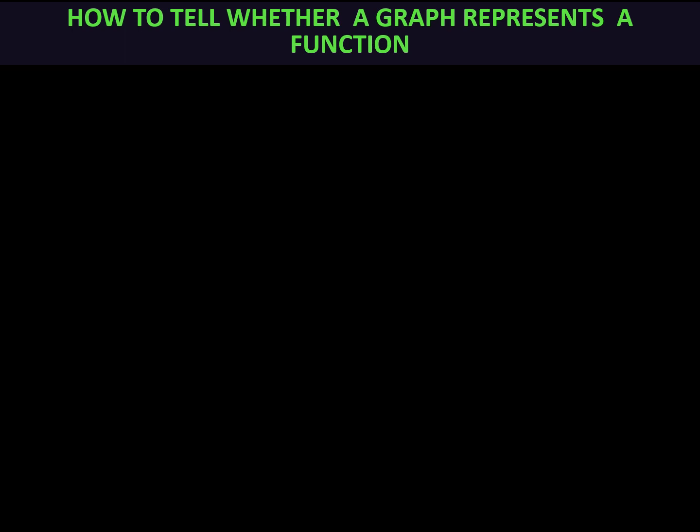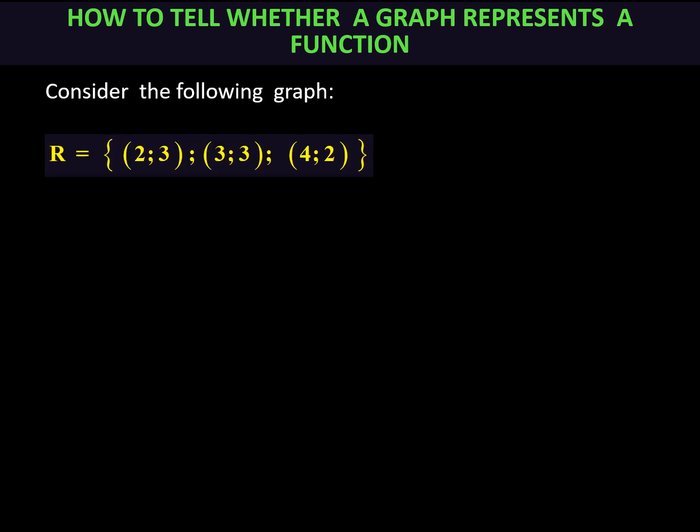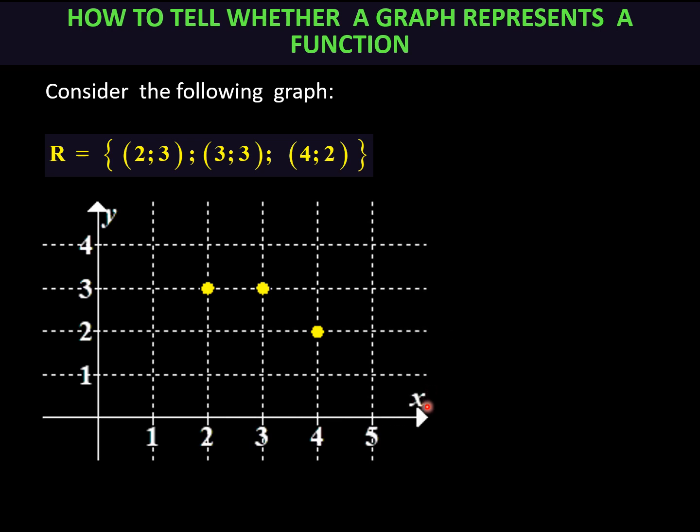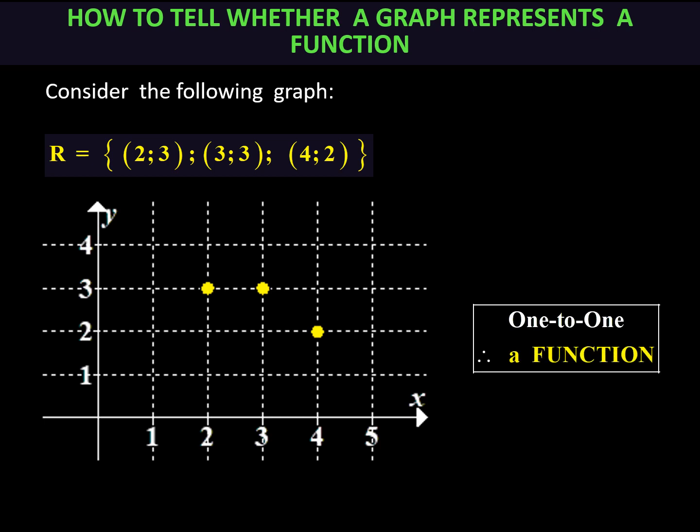Now we're going to look at a graph and determine whether that graph represents a function or not. Let's consider the first one. There we have 3 points, and if we plot those 3 points, let's see what we get. There are the 3 points. 2, 1 output. 3, 1 output. 4, 1 output. So this is a one-to-one, and a one-to-one definitely represents a function.